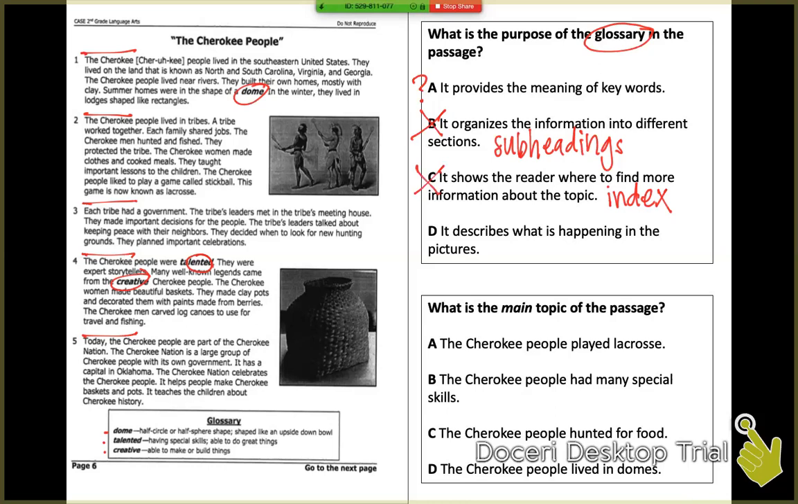And then finally, D says that it describes what's happening in the picture. Now, I do have 2 pictures here, but I don't have any words that describe what's happening in the pictures. And we call those captions. Captions tell us what a picture shows, but I don't have that in here, so that can't be the purpose for my glossary, which I do have down here. So A is going to be my best choice for my glossary. It provides the meaning of those keywords.